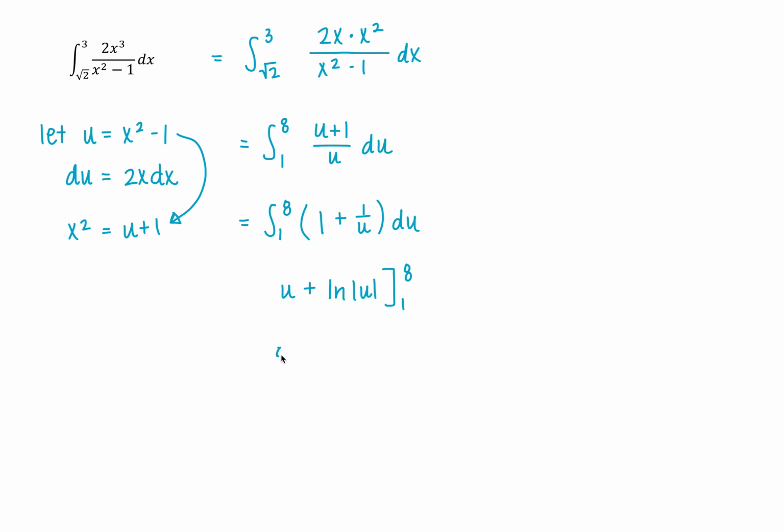So I have 8 plus the natural log of 8. Since 8 is positive, we can drop the absolute values, minus 1 plus the natural log of 1. Now the natural log of 1 is 0, so that's just a 0. So I have 8 plus the natural log of 8 minus 1, so that's 7 plus the natural log of 8.